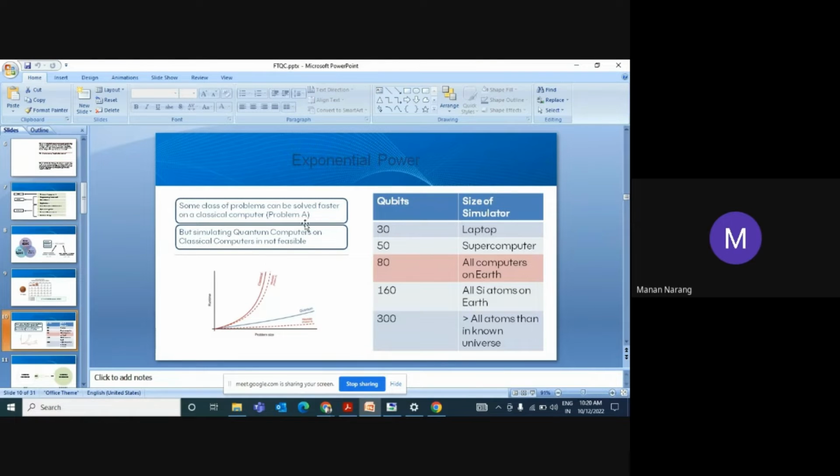On the left hand side, you can see there are some problems that can be solved faster on classical computers, but simulating a quantum computer on a classical computer is not feasible. For early stage applications we can use a simulator and develop a prototype application. But in order to simulate that, we need more qubits.